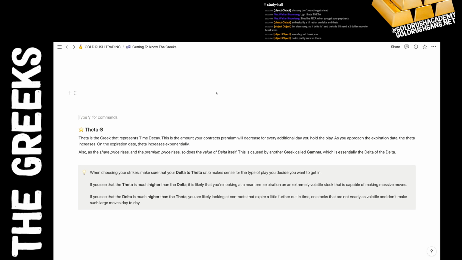Let's see. Also, as the share price rises, the premium price rises, and so does the value of delta itself. So that's gamma. Share price rises, premium price rises, and then gamma gets added to delta. So your delta rises, and then your gamma also rises. Everything rises as the thing's moving up. And that's why when it stops moving, everything slows down. That's why you see one little upper shadow or one little red candle and everything slows down. That's why we like to sell into pops, because we can maximize our profits on the pops.